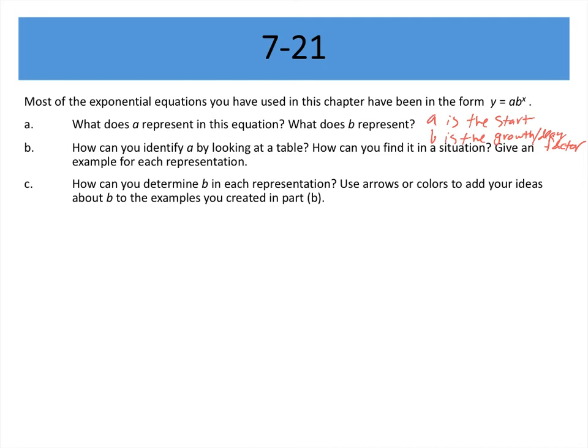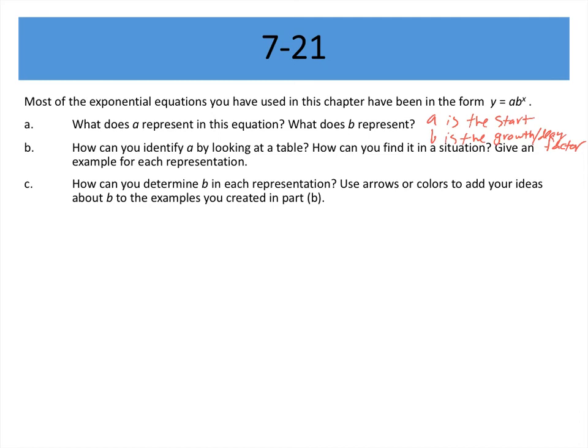And when the b is bigger than 1, it's growing, and when b is less than 1, it's decaying, and when b equals 1, it's flat, there's no change. How can you identify a by looking at a table? How can you find it in a situation? Give an example for each representation.